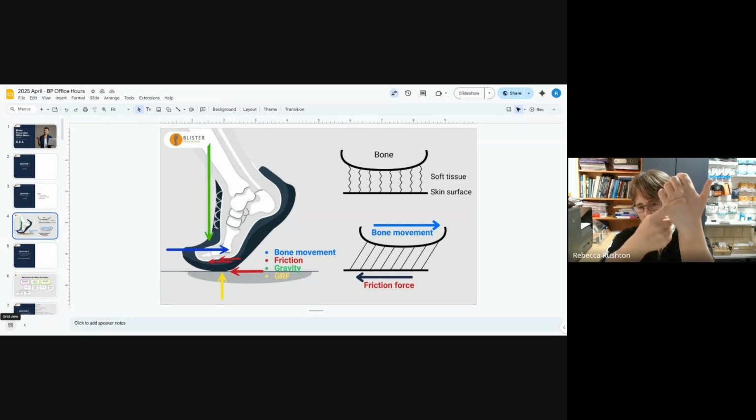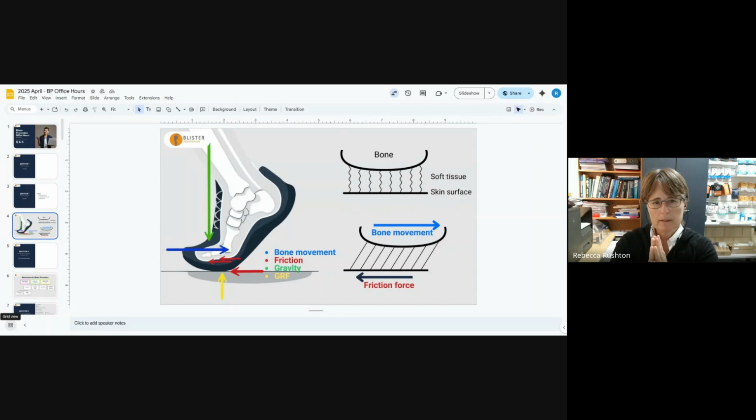Most people think blisters are caused by rubbing. They're not. They're caused by this, shear. Now, shear looks a lot like rubbing, but if you look closely, nothing is actually rubbing over the skin surface. But what is happening is all of this soft tissue is stretching and distorting. So that's called shear, and that's what causes friction blisters. Friction blisters are caused by shear.